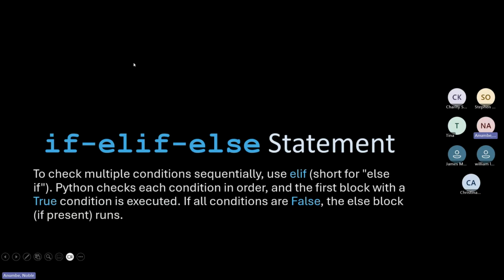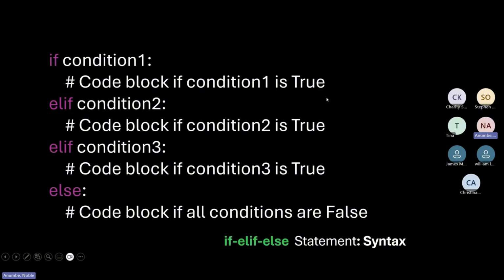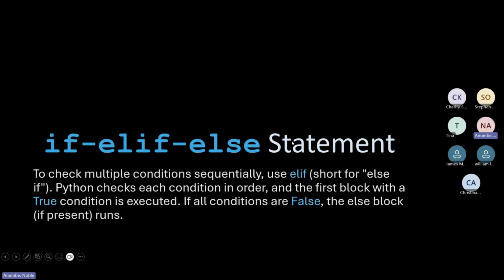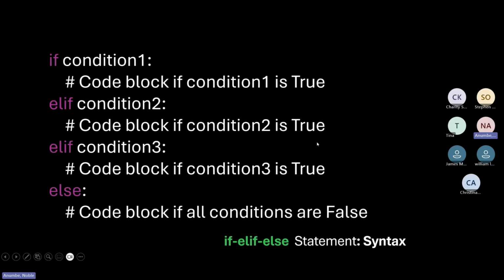So you're going to have your if, elif, and you can have 1,000 elifs, and then finally it's going to end with else. This is what the syntax would typically look like. For any of these statements, you can always go online and type if else statement in Python plus syntax. It will show you what the syntax is, and that's exactly what it's going to be.